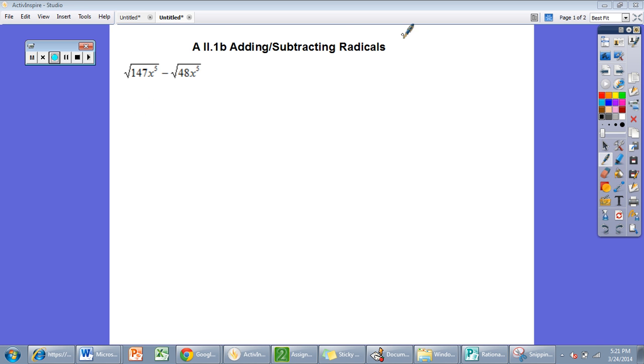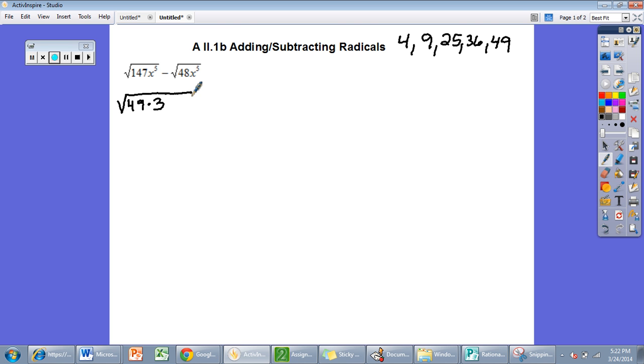So you always want to be thinking about your perfect squares, like 4, 9, 25, 36, 49, etc. Those are your perfect squares. You can keep going, 64, and so on and so forth. I stopped at 49. What you're doing is you're saying 147 divided by each of these numbers, and you want that number to be a whole number when you divide. So if you do 147 divided by 49, you get 3. So 147 is the same thing as 49 times 3.